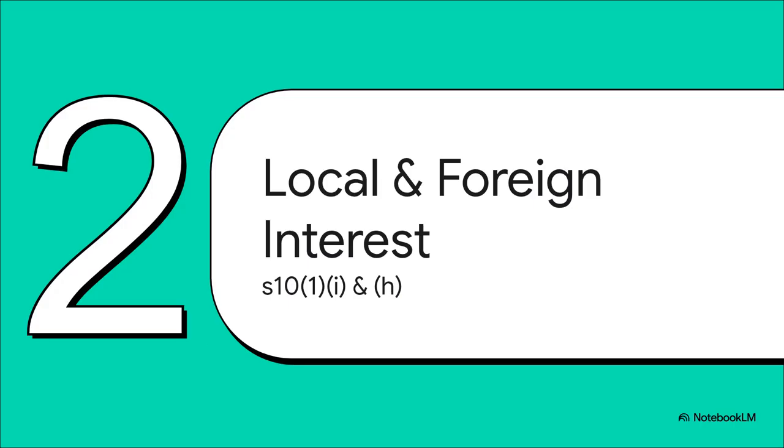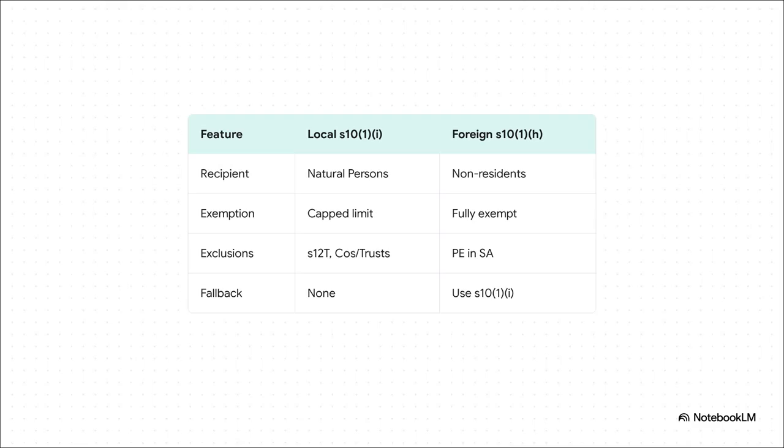Moving on to our second section, local and foreign interest, specifically Sections 10.1i and 10.1h. When we map these two out side by side, the differences are actually pretty stark. For local interest under 10.1i, the exemption exists to give everyday natural persons a little tax break, but it is strictly capped. On the flip side, foreign interest under 10.1h is designed to attract offshore capital into South Africa, so it's fully exempt for non-residents.